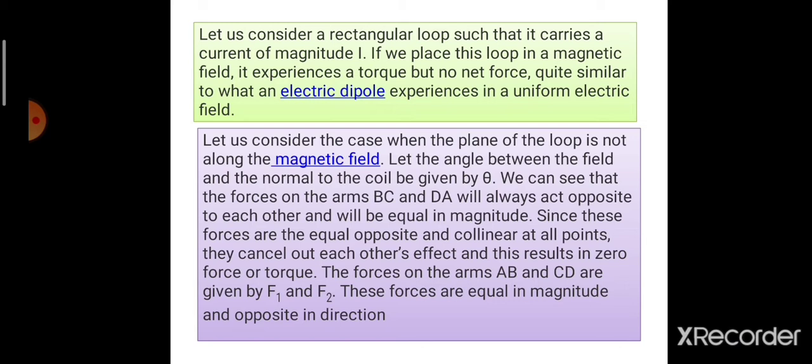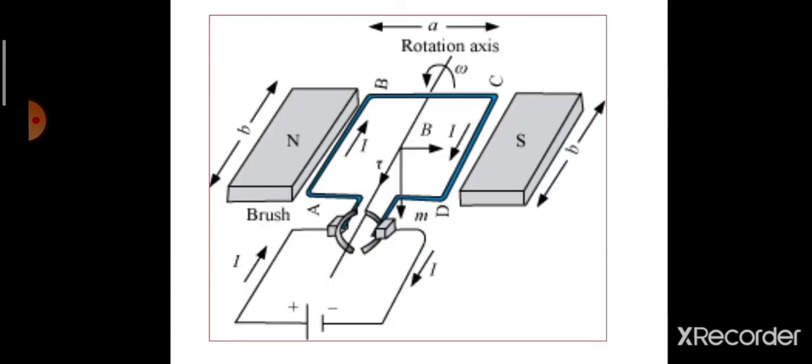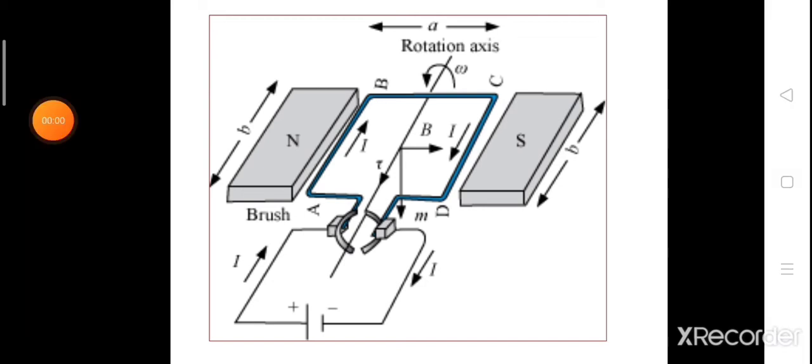The forces on the arms AB and CD are given by F1 and F2. These forces are equal in magnitude and opposite in direction. So from this figure, the rectangular loop is placed between the poles of a magnet so that a region of uniform magnetic field is present in the area of the loop. Let b be the length of the loop and a be its breadth. A current I is passing through the loop.